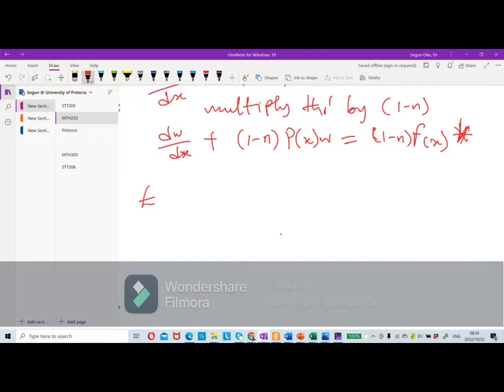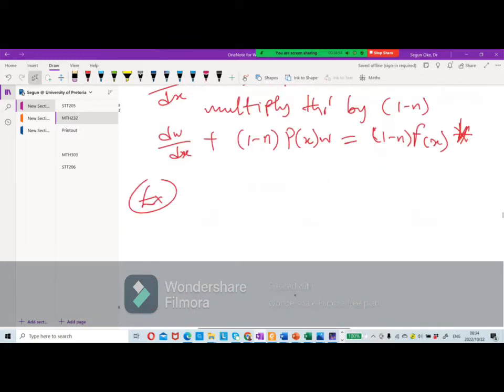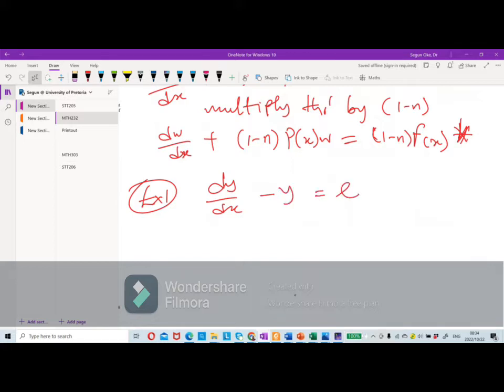Example 1. This is just a proof, to justify that this representation works. So let's look at the example. Example 1: dy/dx minus y equals e to the power x times y squared. So how do I know that this problem is a Bernoulli problem? Who can tell us? Because it has an extra factor. What is extra there? The y squared.